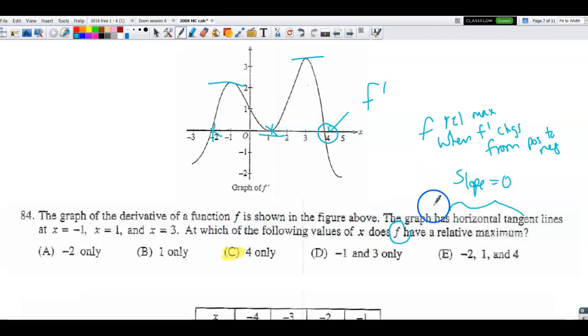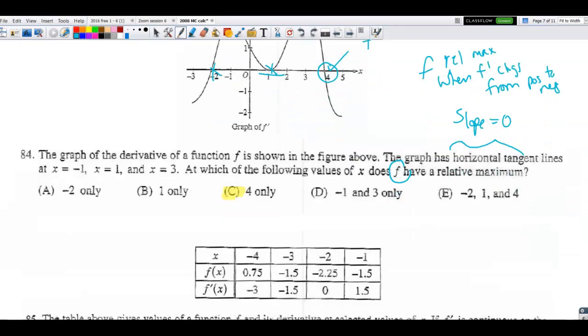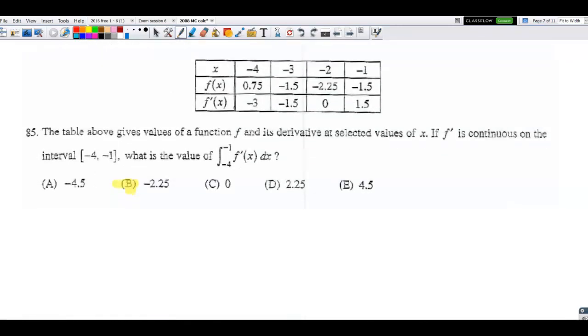So this information about the horizontal tangents was just extraneous information that was trying to, I guess, lead me astray. In number 85, we have a table of values. It has information about f original and f prime. If f prime is continuous, meaning that f is obviously differentiable and continuous.